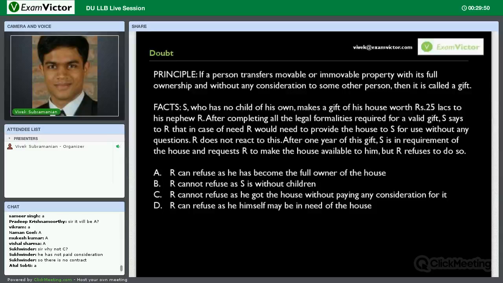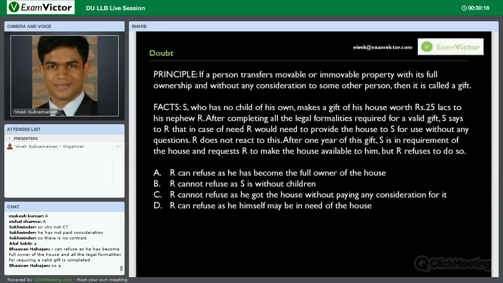Alright, we are getting various answers, A, C, etc. But most of you are saying it should be A. I think it's a straightforward question. Firstly, it is a gift. The very first line says that S, who has no child of his own, makes a gift of his house. So we know from the very first sentence of the factual matrix that it is a gift.